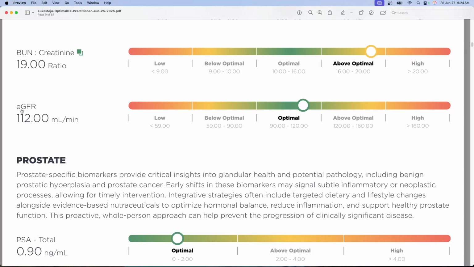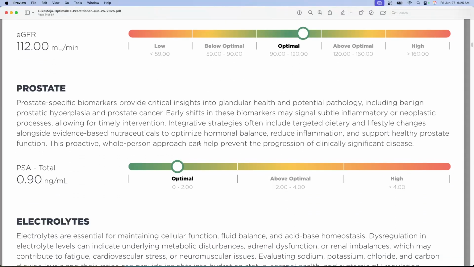If we look here, this eGFR is the filtration rate of the kidneys. This is basically kidney function, how well your kidneys are filtering. You can see mine is in the optimal range here between 90 and 120, which is good. Mine's at 112, so perfect. Kidneys are looking good there.